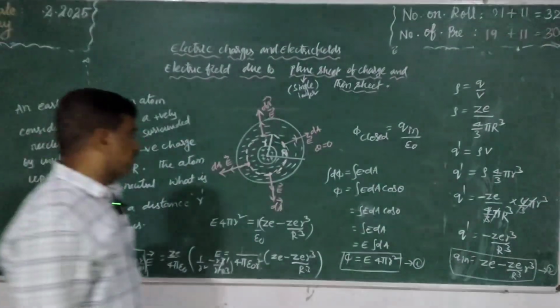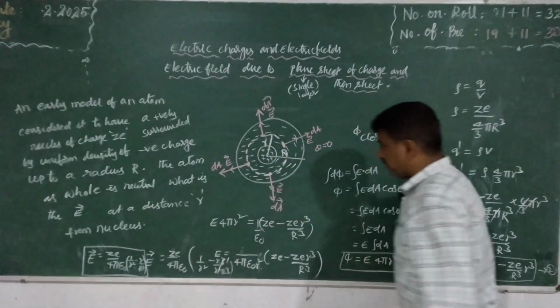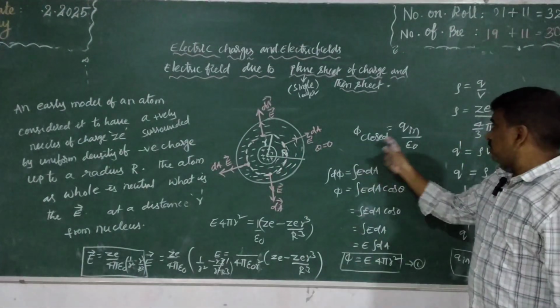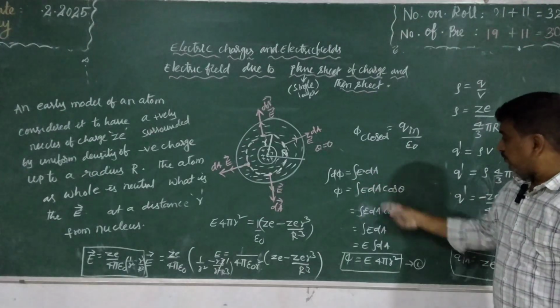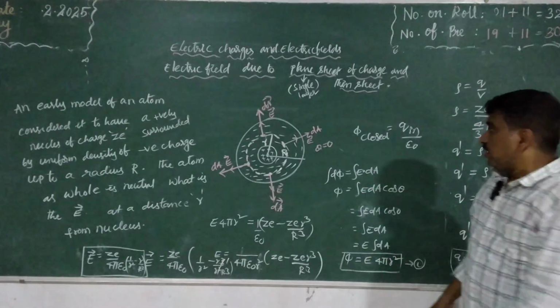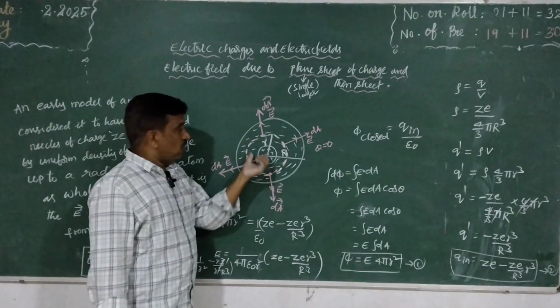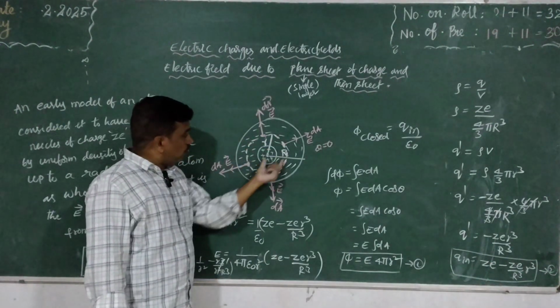See, again once. We first select a Gaussian surface at distance r from the center. So phi closed equals q inside by epsilon. Phi closed, now we get E 4 pi r squared. Q inside, this is the only important part. See here, q inside is the charge. What is q inside by epsilon that we want? Only q inside we want.